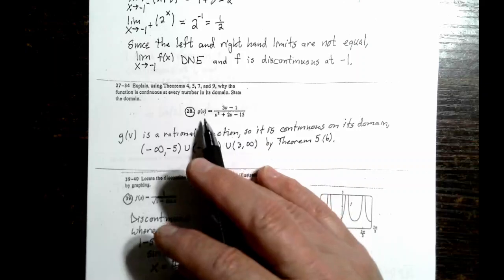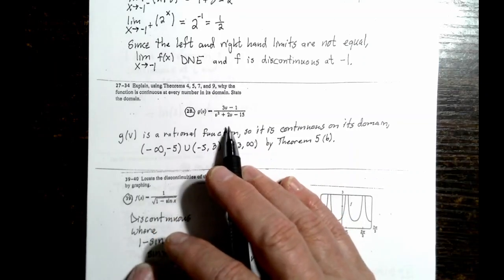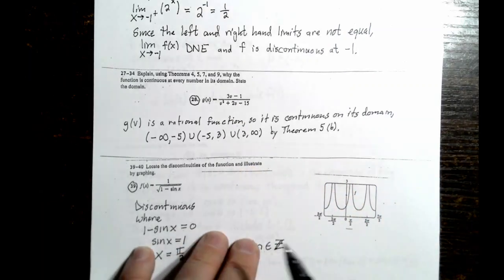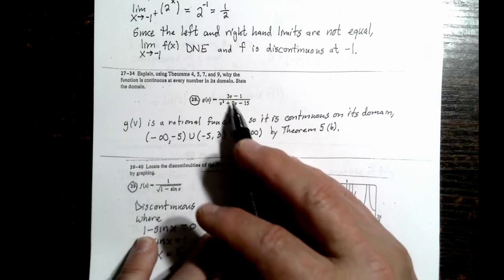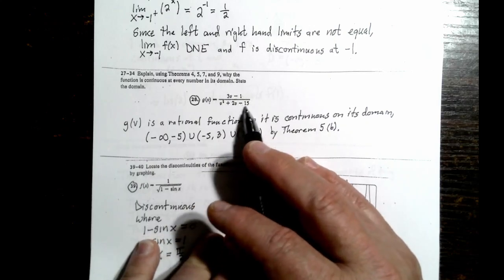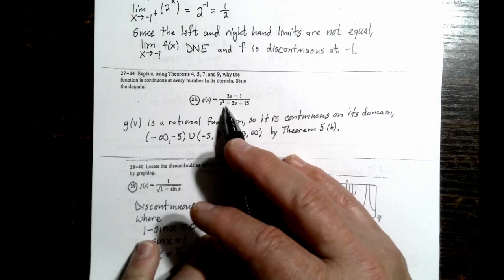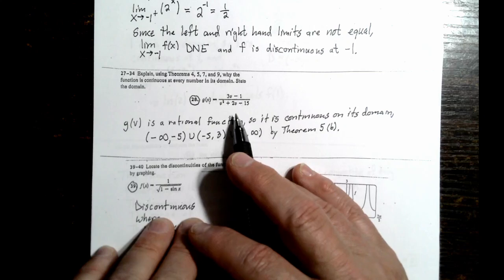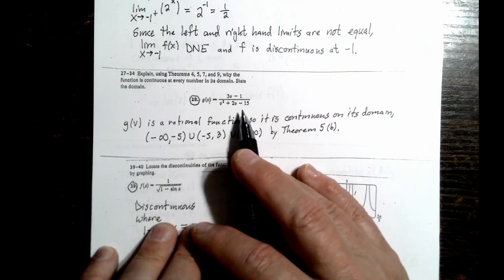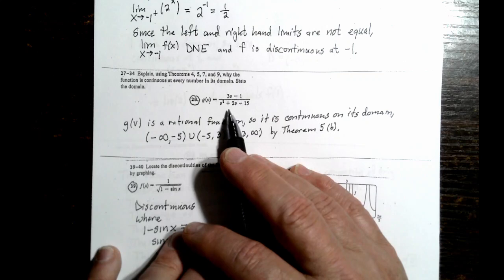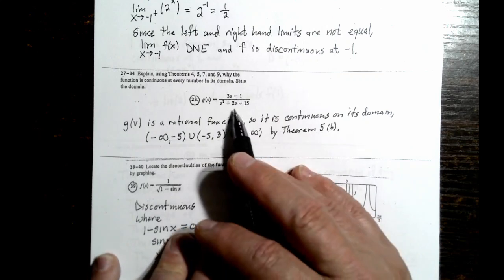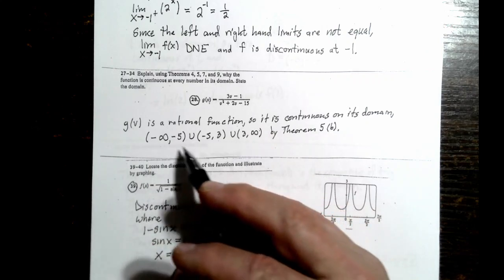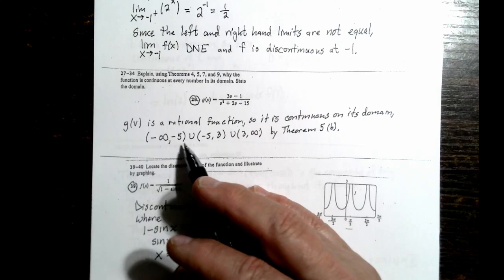Now explain why the function is continuous for every number in its domain and state the domain. Well, it's a rational function of polynomials, both of which are continuous on their domains. Polynomials are defined everywhere, but the rational function is defined only places where the denominator does not equal 0. And if you factor that, you'll find that when x equals negative 5 or positive 3, you're dividing by 0. So it's defined everywhere on its domain, which is everything except for 3 and minus 5.